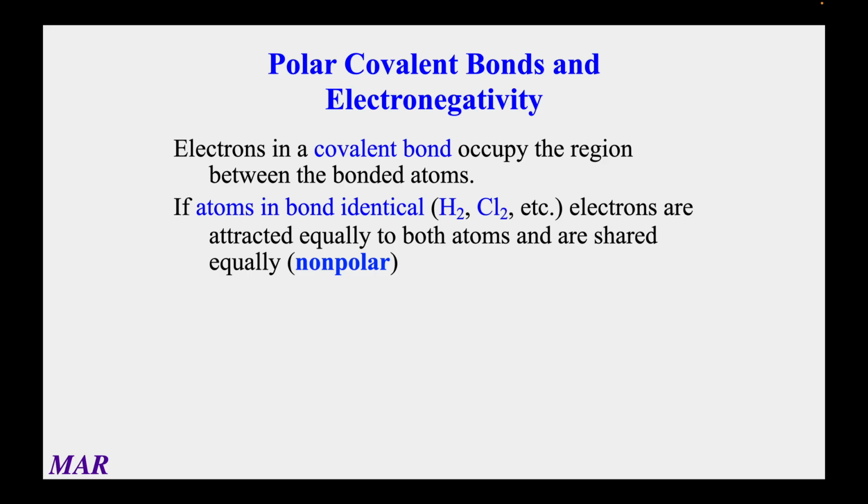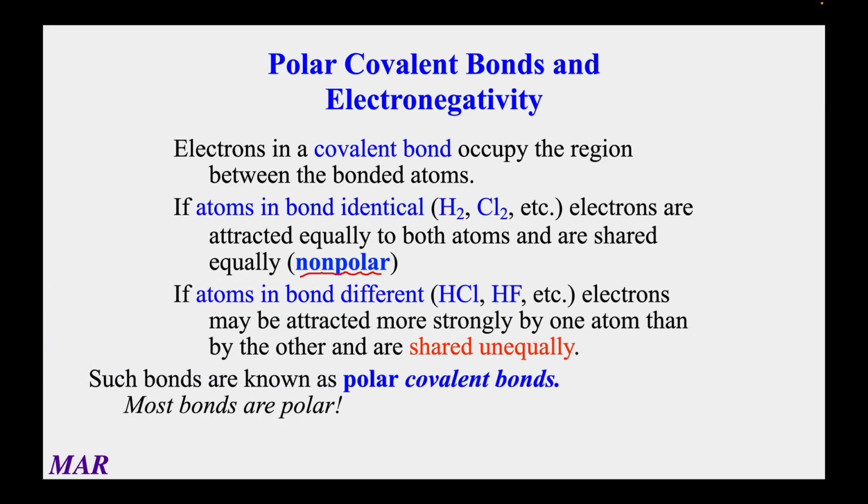If H and H are in a bond, or Cl and Cl, or O and O, stuff like that, they're going to pull evenly, and that's referred to as a non-polar bond. And non-polar bond just means that the electrons are equally on both sides of that bond. So in the case of H2, you'd have just as many electrons on the first hydrogen as you would on the second hydrogen. And if it was O2, you'd have just as many electrons on the first oxygen as the second oxygen. So non-polar means the electrons are distributed well.